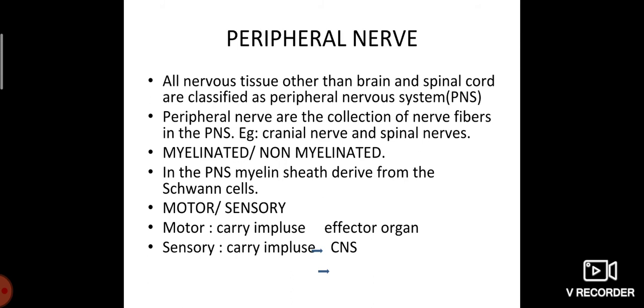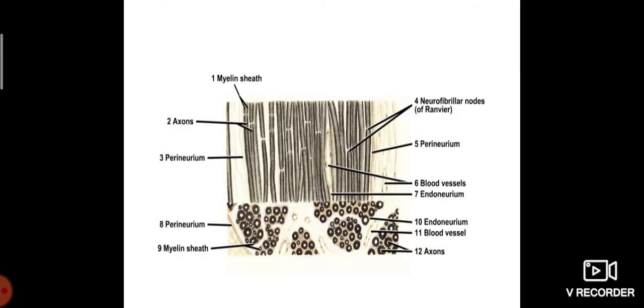Okay. Now, what about a sensory nerve? A sensory nerve means one which is receiving sensation. Now, motor nerves carry impulses to the effector organ, sensory nerves carry impulses to the central nervous system. This is the structure of the peripheral nervous system, or the axon, which is this. You can see these are the axon cylinders. This is a perineurium, the outer covering.